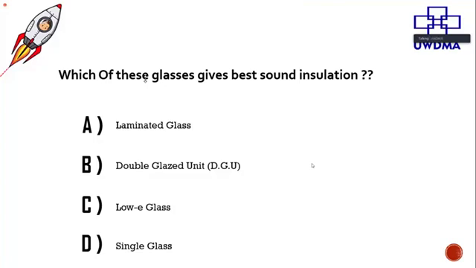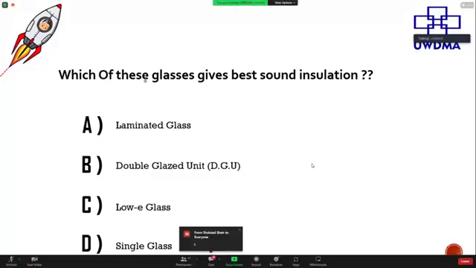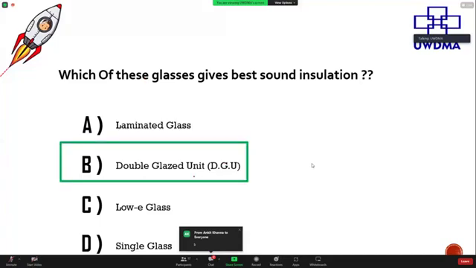Okay, so normally everybody is telling that it's B. Yes, for sound insulation, we are going for B. But one very interesting thing, Mr. Karan Shah has told that it could be C also. Yes, of course, C is also double glazed glass. So yes, we can say C also. Very good observation.